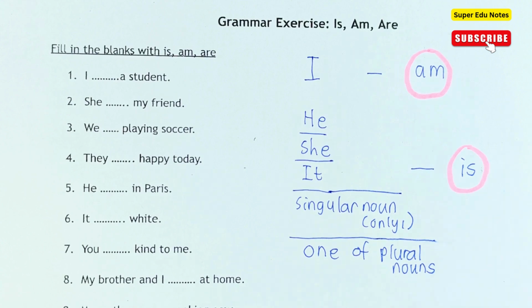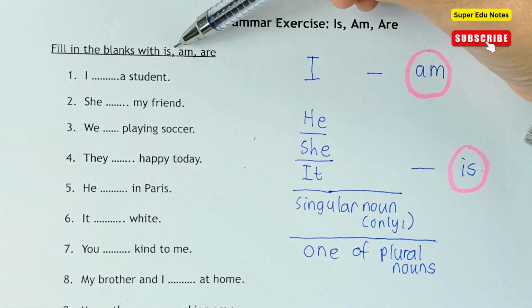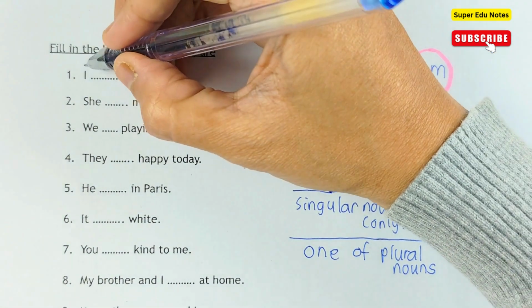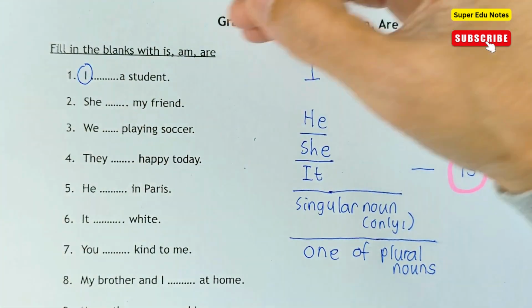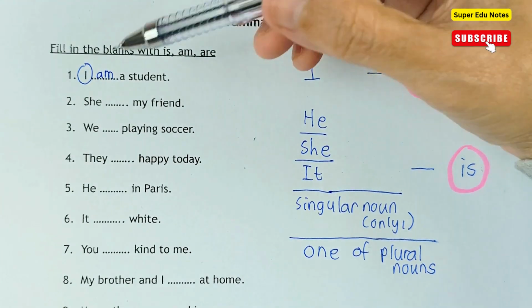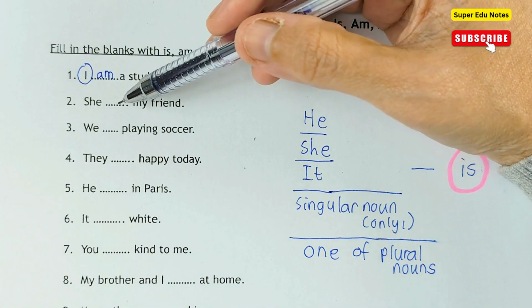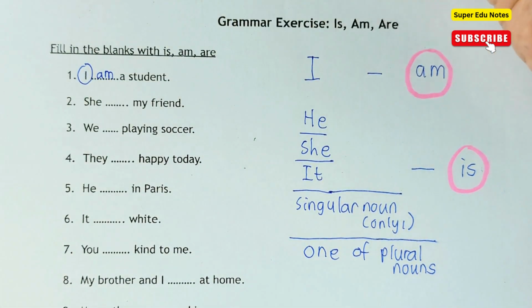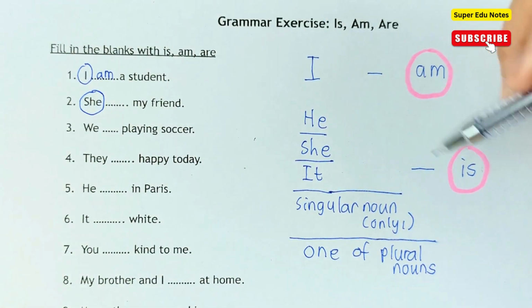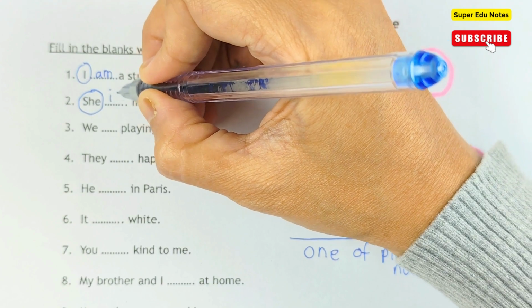Let's get started with the questions. Fill in the blanks with is, am, or are. Number 1, I blank a student. Because the subject is I, so we use am. I am a student. Number 2, she blank my friend. What is the subject? She, so we have to use is.